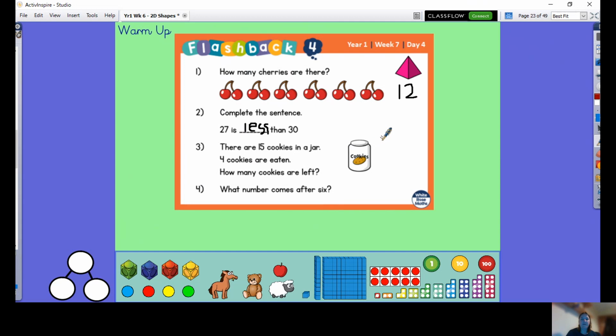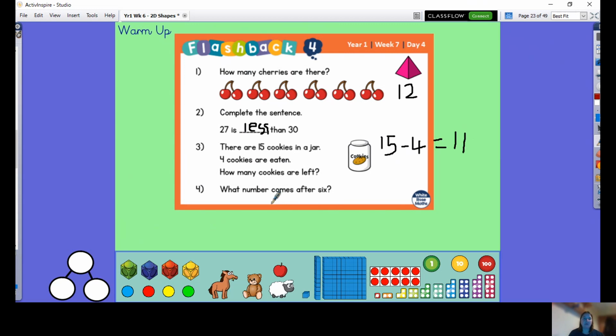So there are 15 cookies in a jar, and then if 4 are eaten, so we've got 15, take away 4 equals. Now with this, you might have wanted to draw, you could have drawn yourself a number line to help you. So basically you're counting back, or you could have got yourself 15 of something and taken 4 off. I'm just going to see if I can count backwards. I've got my 4. Those are the 4 cookies that have been eaten. I'm going to start from 15. I'm going to go 15, 14, 13, 12, 11.